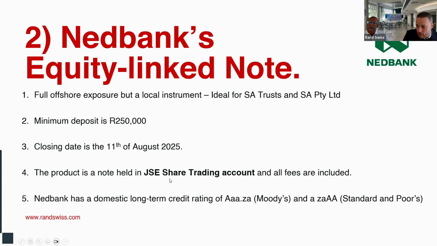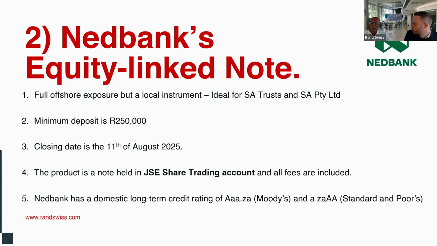That means, firstly, you can just stick it in a JSE share trading account. It's not complex. And the most important thing is we don't have to take money offshore. So we talked a little bit about AIT pins and offshore allowances. If you've got dollars overseas, I'd say the first note is for you. If, however, you specifically want the funds to remain in a local instrument, but you want that offshore exposure, this note is much more appropriate.